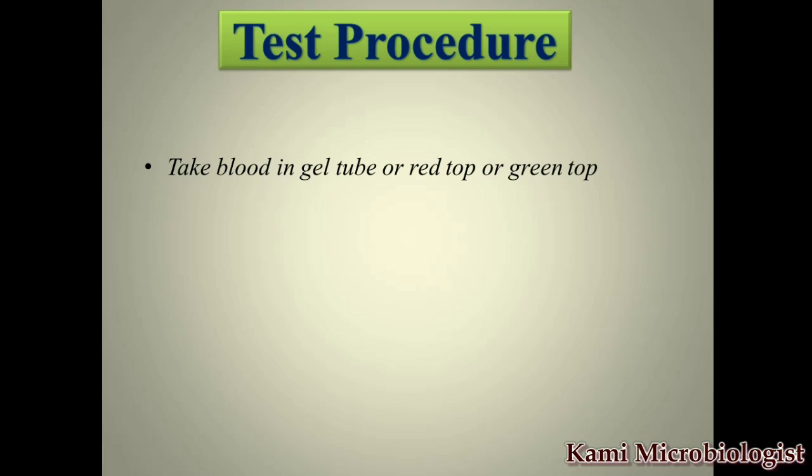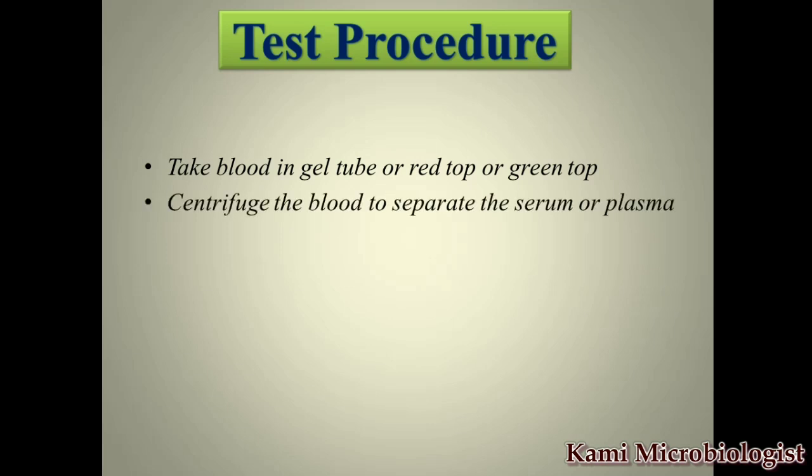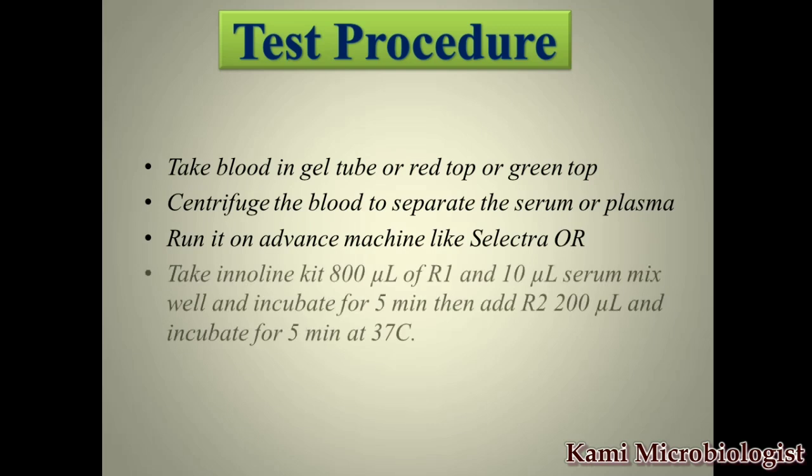First of all, you need the blood in a gel tube, red top or green top, as we discussed. Then you will centrifuge the blood to separate the serum or plasma. Then you will run it if you have an advanced machine like Selectra. Let's suppose you don't have an advanced machine like Selectra, then what will you do?